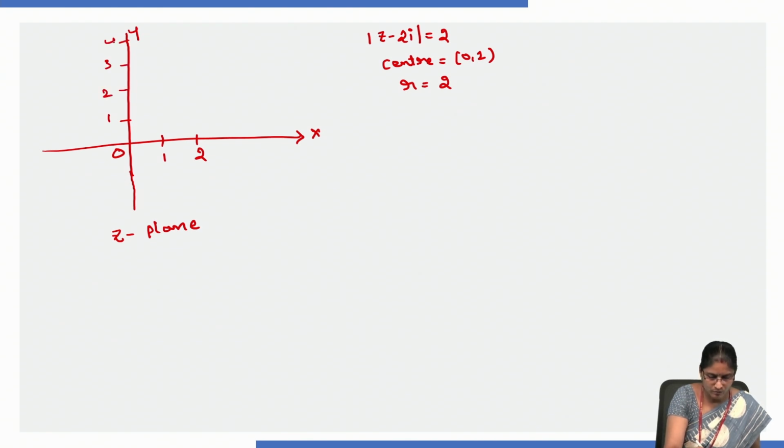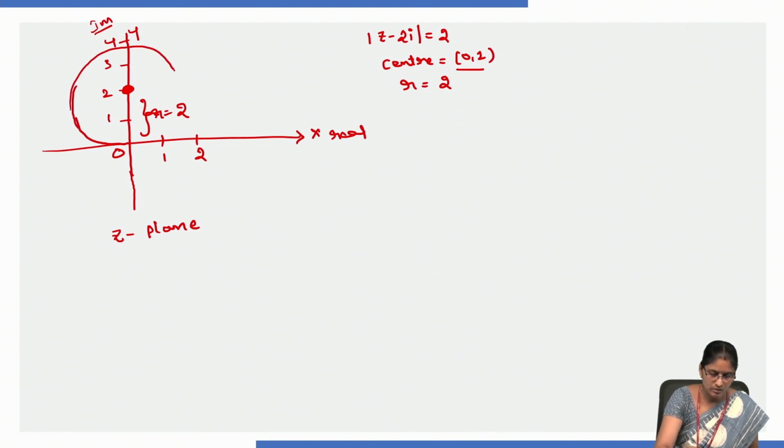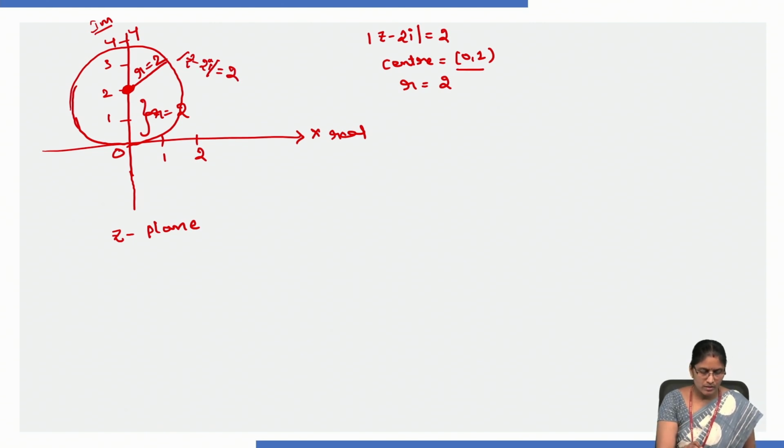1, 2, 3, 4. Here we have to take, this is the real axis and here it is the imaginary axis. We get the center point (0, 2) with a radius of 2 units. Mark the point here. R is equal to 2. Draw the circle with a radius of 2 units. R is 2 and the circle equation is |z minus 2i| is equal to 2. So this is in the z plane.